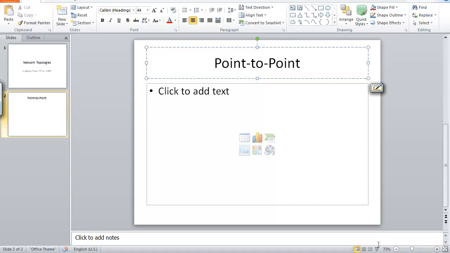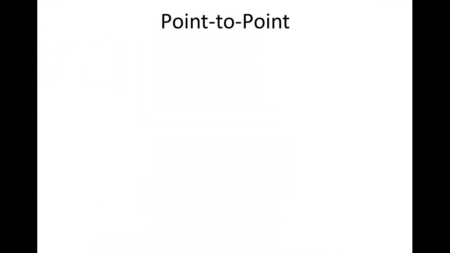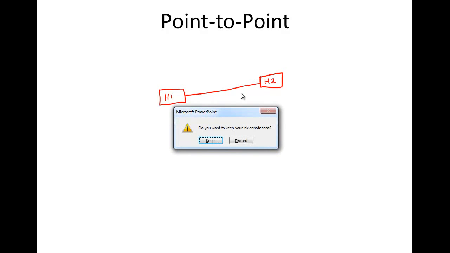So this is, I would say, the simplest topology out there. If I draw the topology, it will look like this. You have host 1, another host 2, just connect the two, and that is point to point. One of the simplest topologies out there.